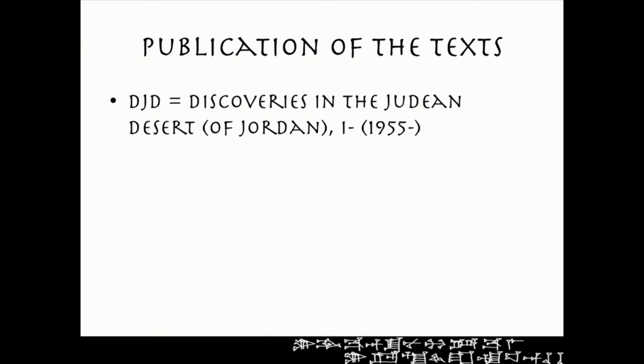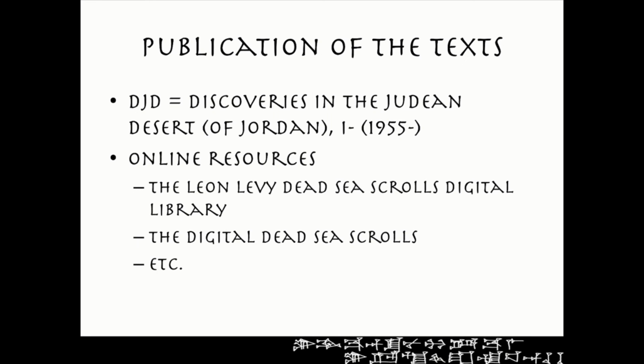The texts were published in the Discoveries in the Judean Desert, or DJD. Volume 1 came out in 1955. There are also many online resources. A quick Google search will show you a number of them. The Dead Sea Scrolls Digital Library, the Digital Dead Sea Scrolls. If you have a program like BibleWorks, they'll have a link to an online resource. So there are many things out there that you can get a hold of the Qumran texts.